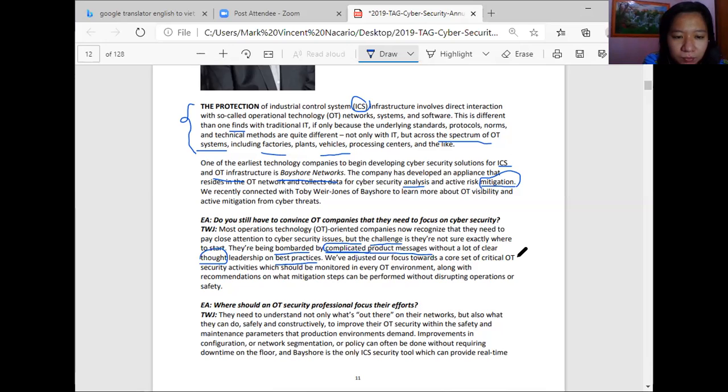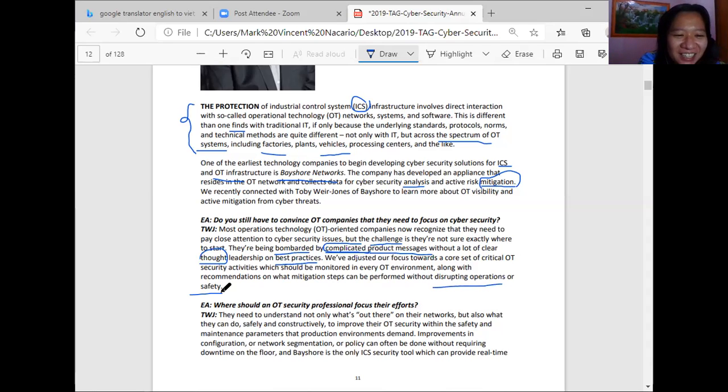And we adjusted our focus towards a core set of critical security activities which should be monitored in every OT environment, along with recommendations on what mitigation steps can be performed without disrupting operations or safety. That's an interesting part.